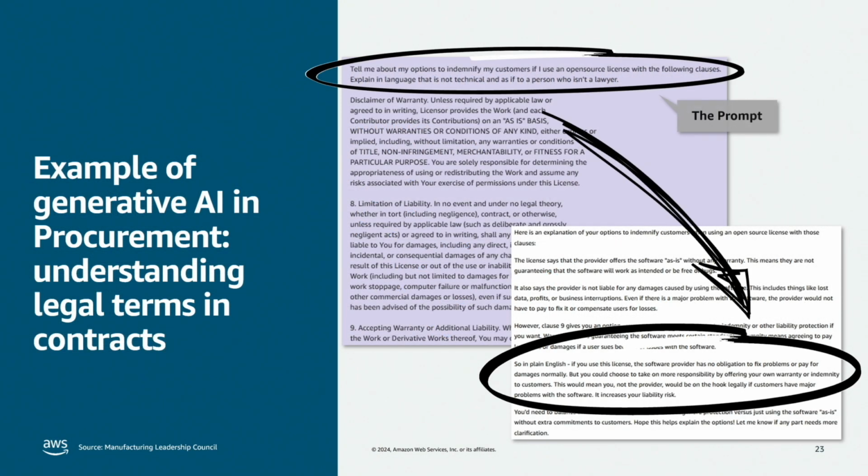Here's just an example of this. So, for procurement, if they're looking at using an open source license as an example for development, just ask the questions. Hey, tell me about my options to indemnify my customers if I use this open source license, right? And the response is, hey, if you use this license, you don't have any obligation, but you could if you wanted to. It's a good answer, by the way.